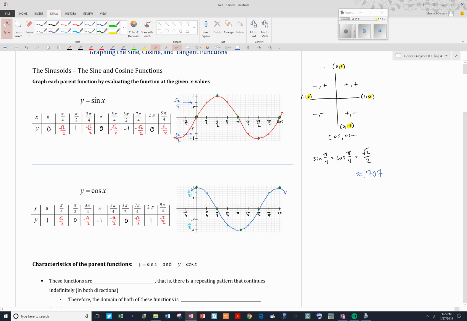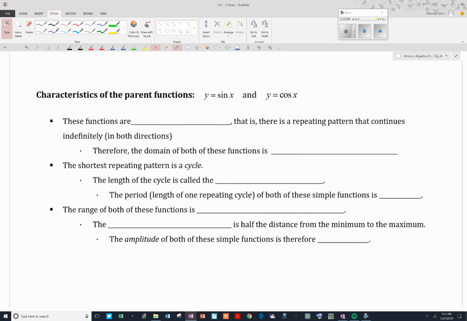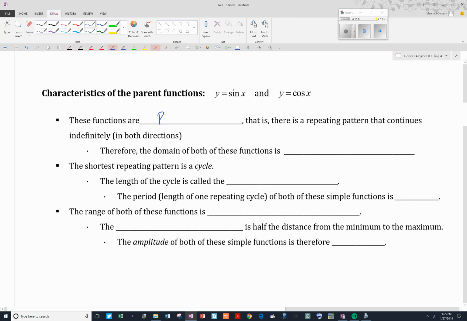So these are the parent functions. Let's talk a little bit more about some of the terminology that we need to know. These functions are both periodic. That means there's a repeating pattern that continues indefinitely in both directions. The domain of both of these functions is all real numbers. Put anything into them. The shortest repeating pattern is called a cycle, and the length of that cycle is called the period.